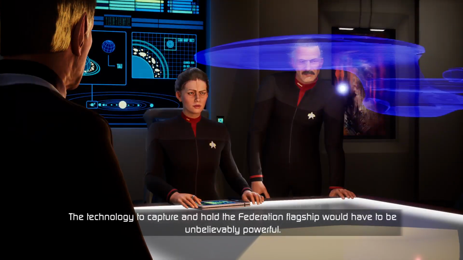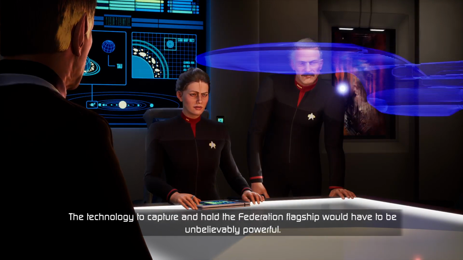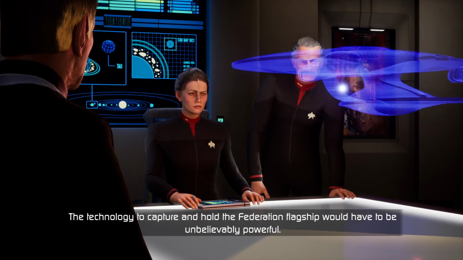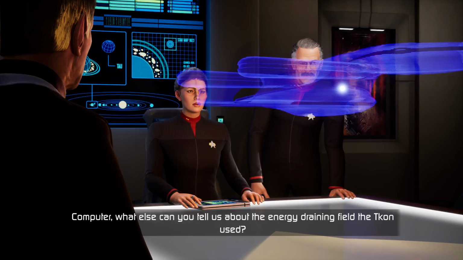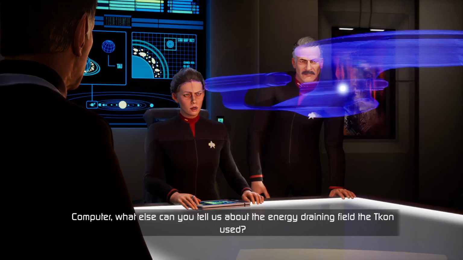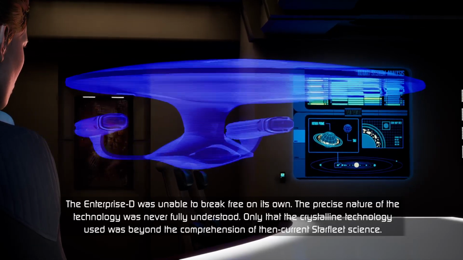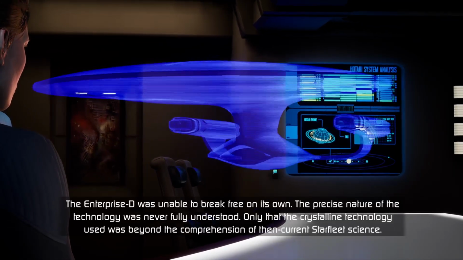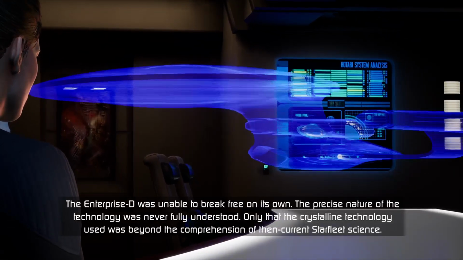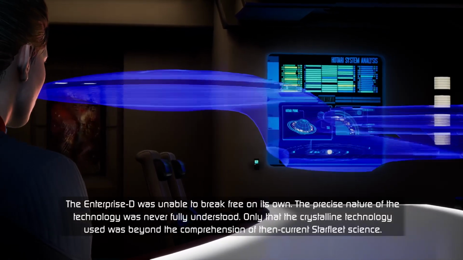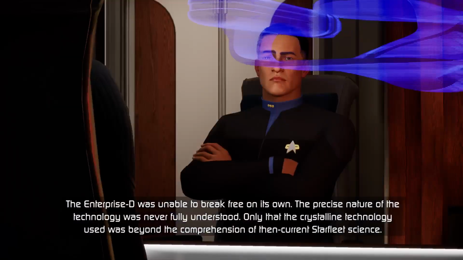The technology to capture and hold the Federation flagship would have to be unbelievably powerful. Computer, what else can you tell us about the energy-draining field the Titan used? The Enterprise D was unable to break free on its own. The precise nature of the technology was never fully understood. Only that the crystalline technology used was beyond the comprehension of then-current Starfleet science.